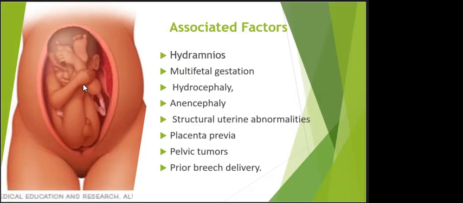Structural uterine abnormalities, it could be a Mullerian anomaly or the presence of myoma, will result in a breech presentation. Placenta previa can also result in a breech presentation. Other pelvic tumors, ovarian new growth, or myoma uteri can also result in a breech presentation. Or an associated prior breech delivery. It says that there's a 10% chance of having a breech presentation in the second pregnancy and a 28% chance of having another breech in the third pregnancy.